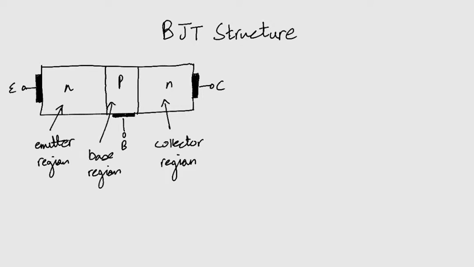On your screen is a simplified structure for the BJT. It consists of three semiconductor regions: the emitter region N-type, the base region P-type, and the collector region, again N-type. This transistor is called an NPN transistor. A terminal is connected to each of the three semiconductor regions of the transistor, with the terminals labeled E for emitter, B for base, and C for collector.